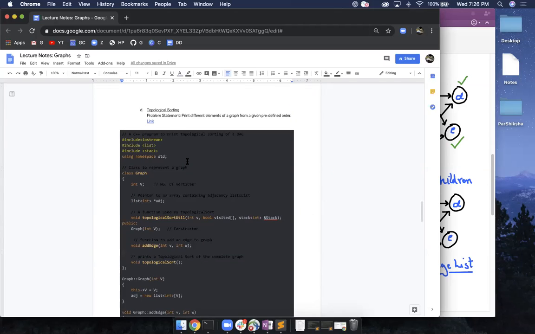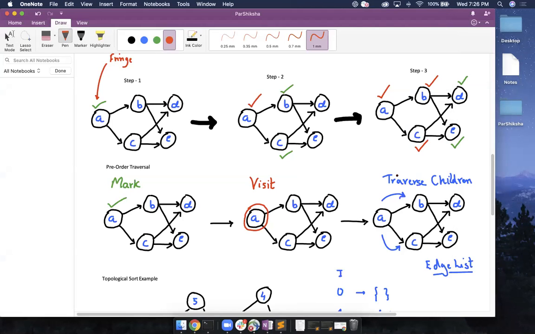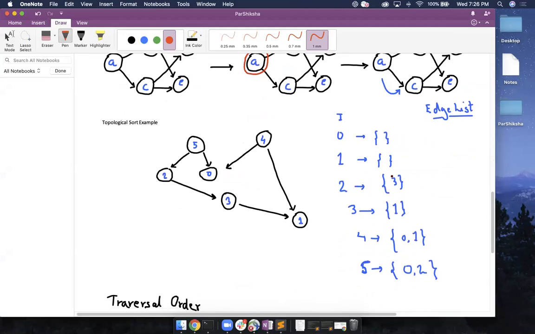One of the problems that I wanted to discuss during this course was the problem of topological sort, right? So one of the questions is, what exactly is a topological sort, and what does it actually mean? So let me just share my screen again.